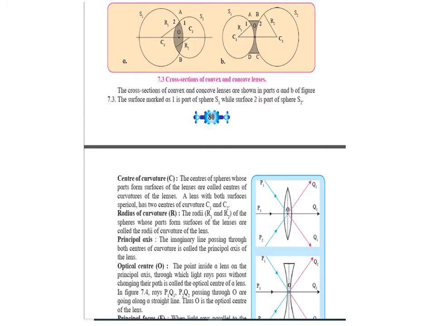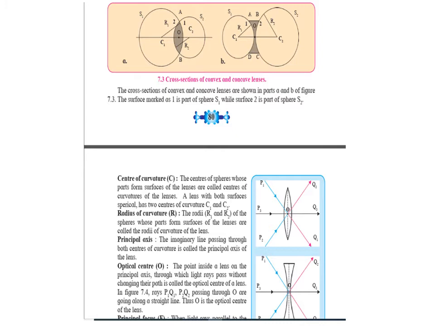So the center of the sphere, we have a big sphere over here and a smaller sphere. You can see S1 and S2. So C1 is the center of sphere S1 and C2 is the center of sphere S2. They are called the center of the circle, and in this case they are called the centers of curvature.